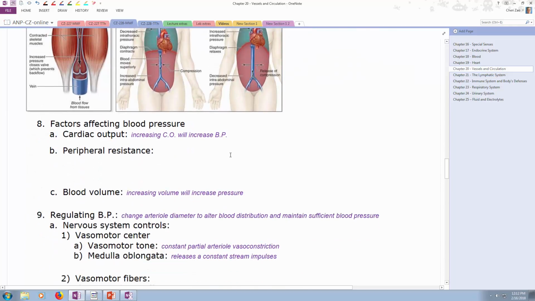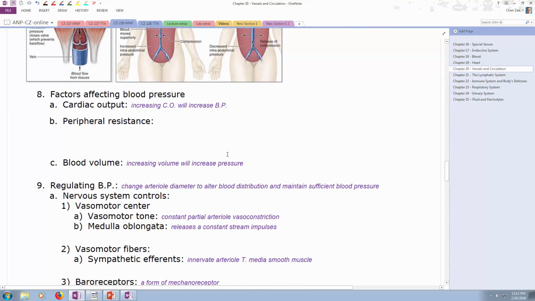Let's take a look at factors affecting blood pressure. Our notes here say cardiac output. Increasing cardiac output will actually increase your blood pressure. And that makes sense to me. If we increase heart rate, we'll increase our cardiac output as long as the stroke volume is the same. And so you're putting more fluid into the arterial system, and what will that do to the pressure in the arterial system? As you put it in, it goes up. So that's an excellent way to understand increasing cardiac output.